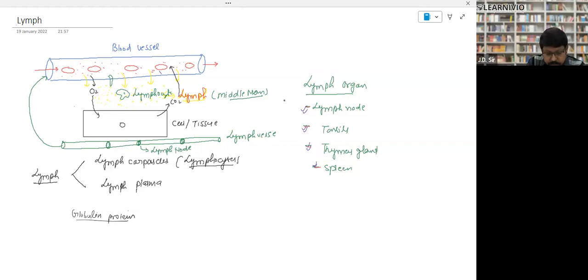Next point. Lymph has lymph capsules. They are basically lymphocyte cells. Full stop.